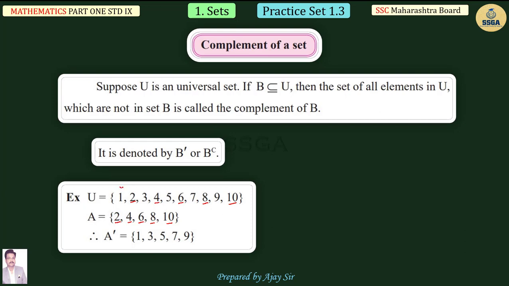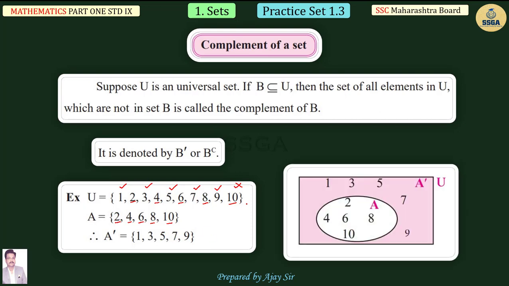Now the remaining elements, those which are not in A, are called the complement of set A. So therefore 1, 3, 5, 7, 9. This 10 is not there, only till 9. So these elements are not in A but they are present in U. Therefore this is called the complement of set A.